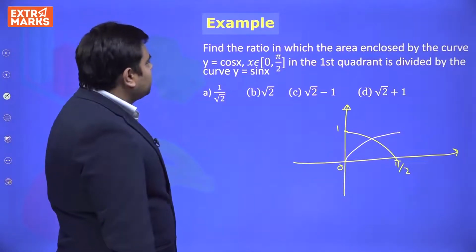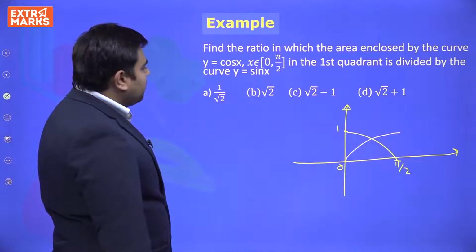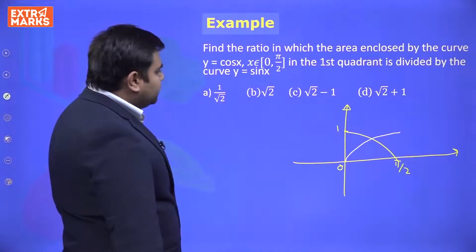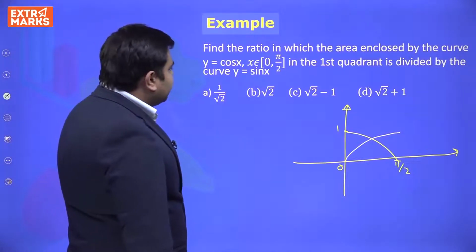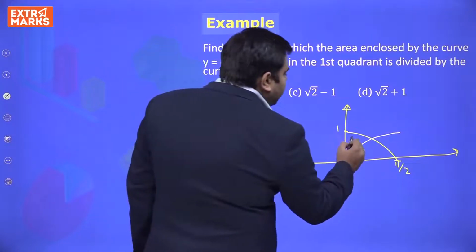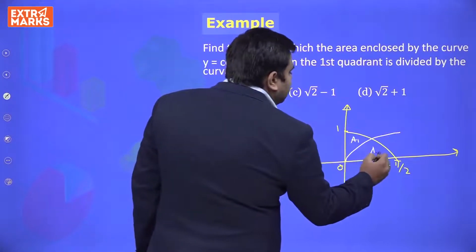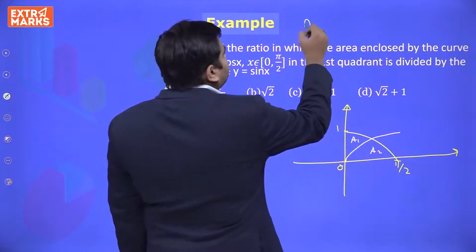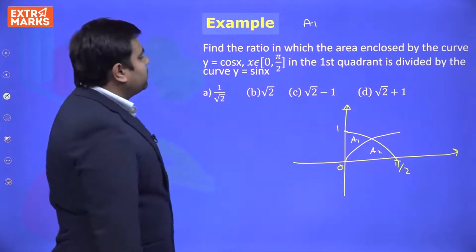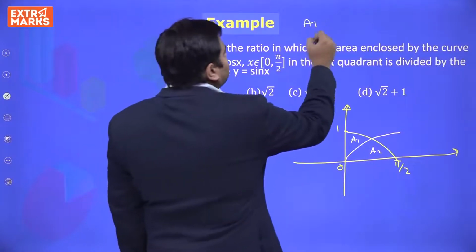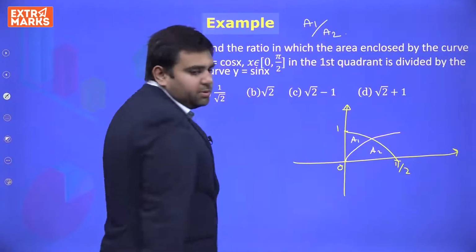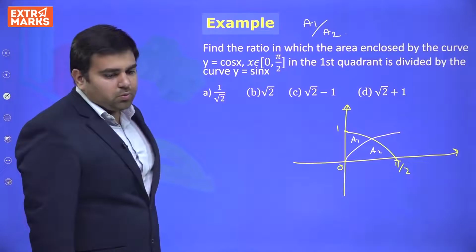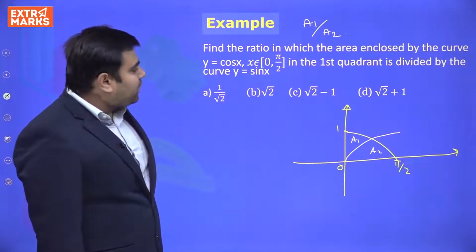So the area enclosed by the curve y equal to cos x, x belongs to 0 to pi by 2, is divided by the curve. So if I calculate this as a1 and this as a2, then I wish to report what? I wish to report a1 upon a2. So how to calculate this a1 upon a2?